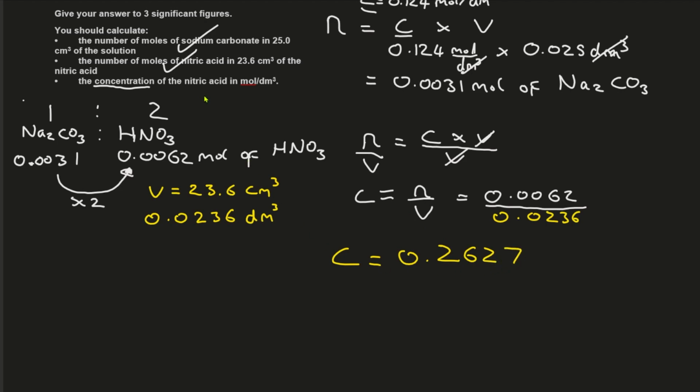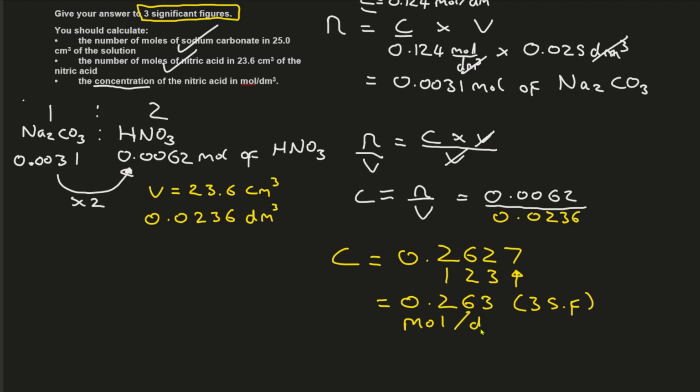And because we want it in 3 significant figures, guys, we need to look at the three significant figures. So here's 1, 2, 3. And is the fourth digit bigger than 5? Clearly it is. So the answer therefore is 0.263 to three significant figures. And the units are moles per decimeters cubed because we are working out concentration.